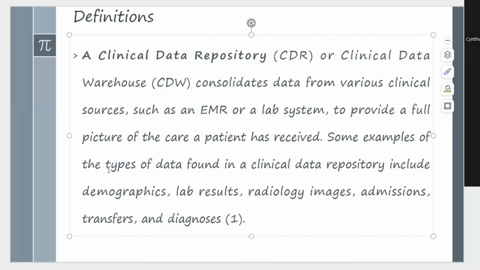Some examples of the type of data found in a clinical data repository include demographics, where you can find the identifications of patients. This demographic information includes names, address, age, sex or gender. You can also find level of education, and those are part of demographics. Laboratory results, radiology images, admissions, transfers, and diagnosis.